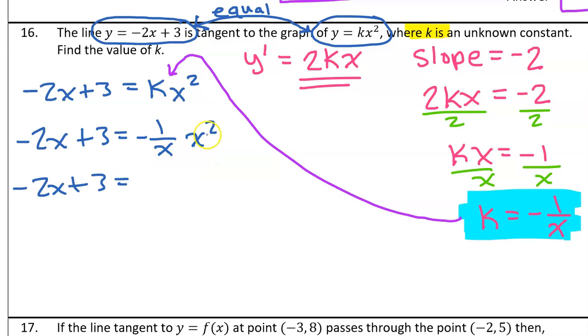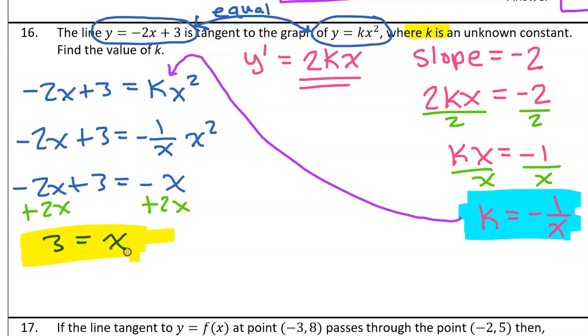Well, the x cancels out one of these x's, so I end up with -x. Let's add 2x to both sides. So that's going to give us 3 is equal to x. Okay, file this away for a second. So we now know that x is equal to 3.